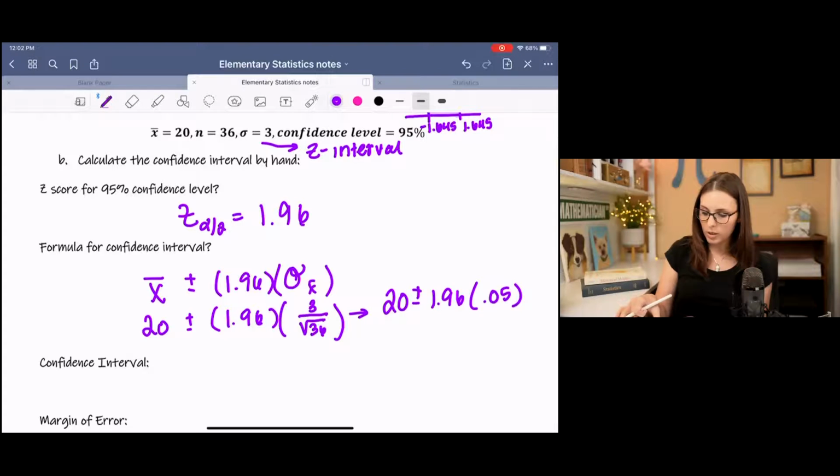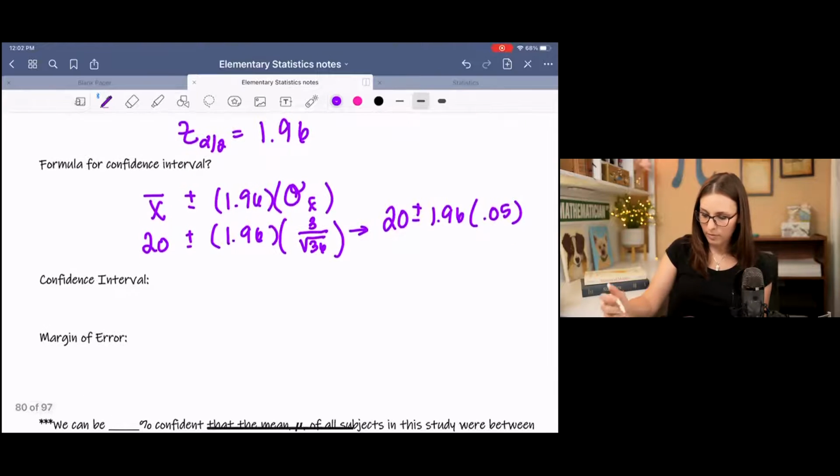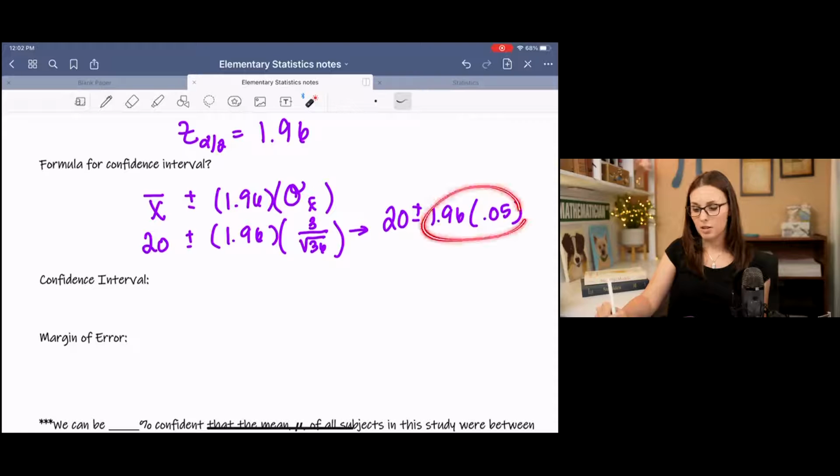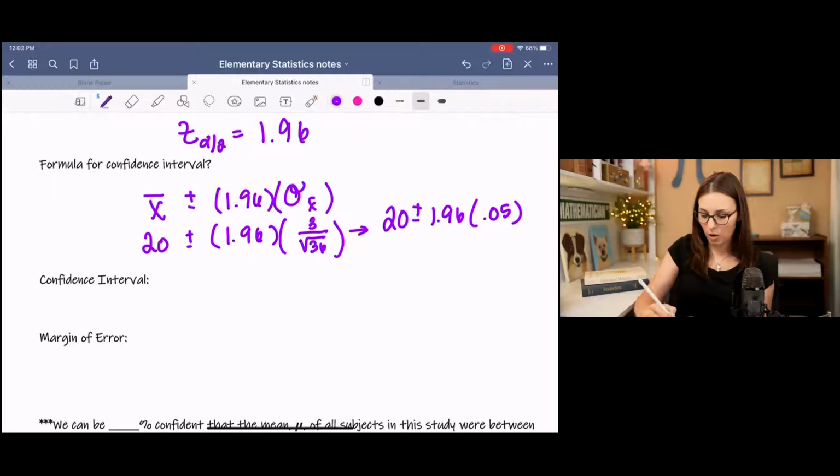And then this is going to give me my endpoints. And you may not recognize this symbol. This is plus or minus. That represents two different numbers. One number is 20 minus this stuff, and one number is 20 plus this stuff. So we're going to type both of those in separately to figure out those two endpoints. And that will give us our interval.